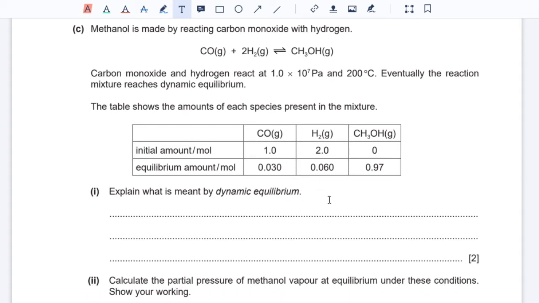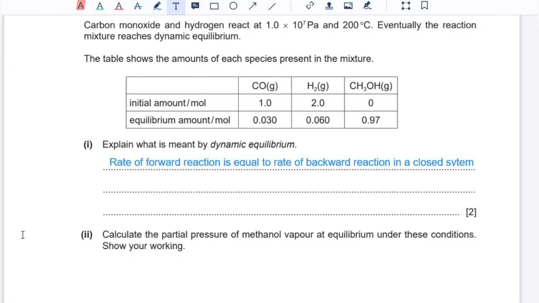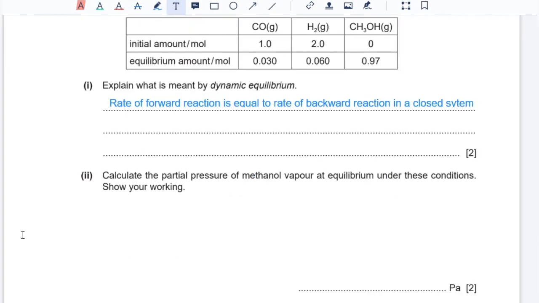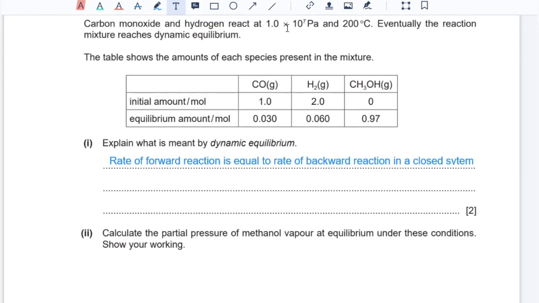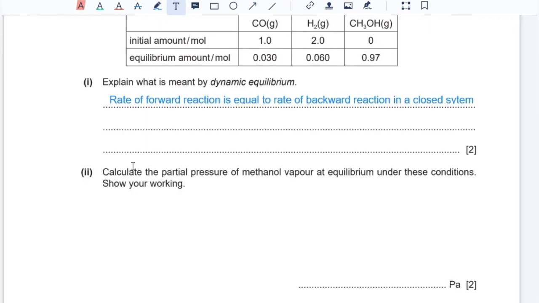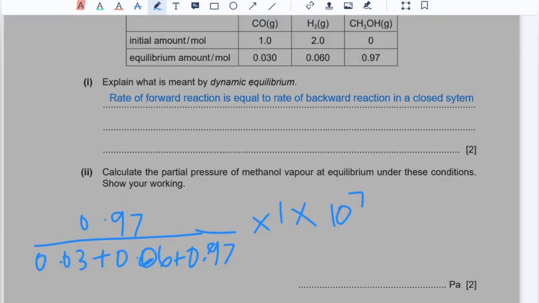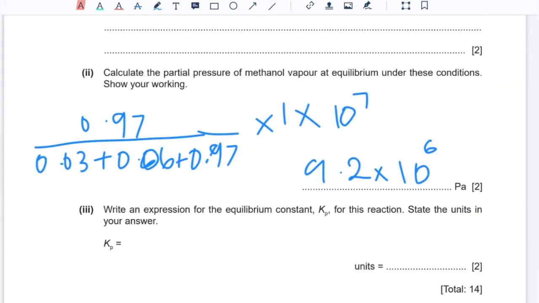So in dynamic equilibrium, the rates of forward and backward reactions are equal, and you've got this in a closed system. 2. Calculate the partial pressure of methanol at equilibrium under these conditions. Show your working. So the partial pressure of any of the gases involved in the equilibrium could be calculated by dividing the number of molecules of that particular gas by the total number of molecules. So you'd add all of them and then multiply the answer by the total pressure, which is given in the question as 1 times 10 to the power of 7 pascals. So you've got, and this leads to the answer as 9.2 times 10 to the power of 6 pascals. So my answer here is corrected to 2 significant figures.